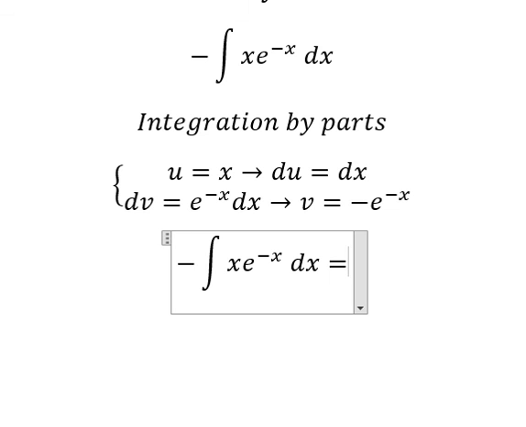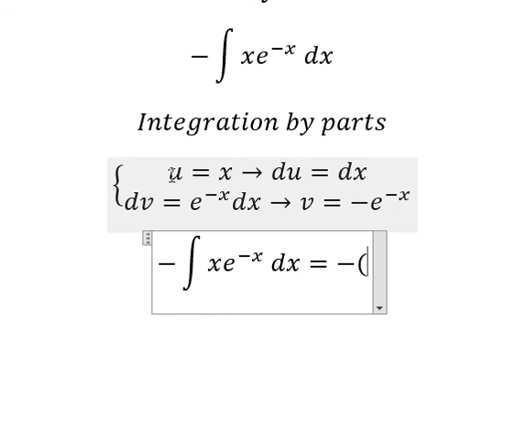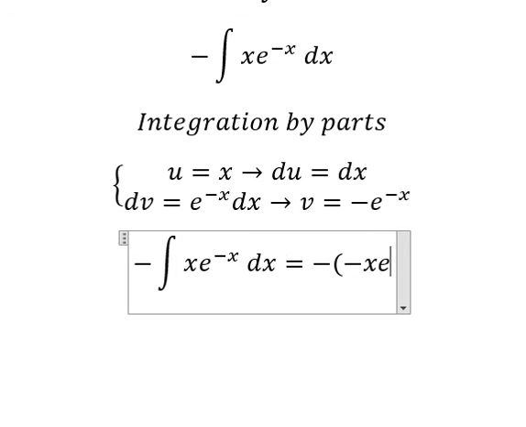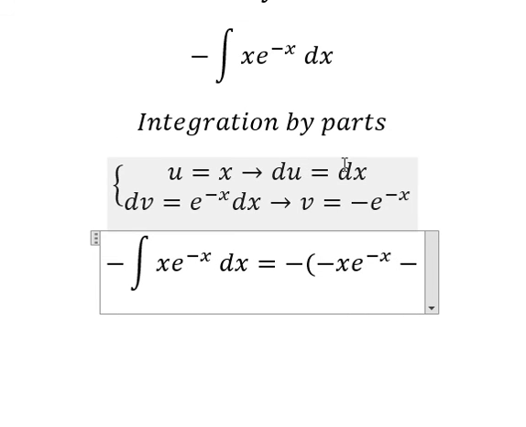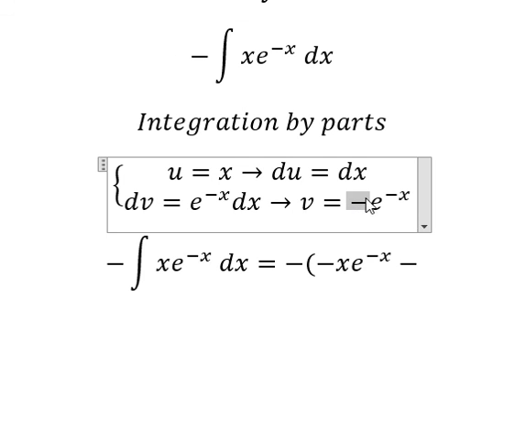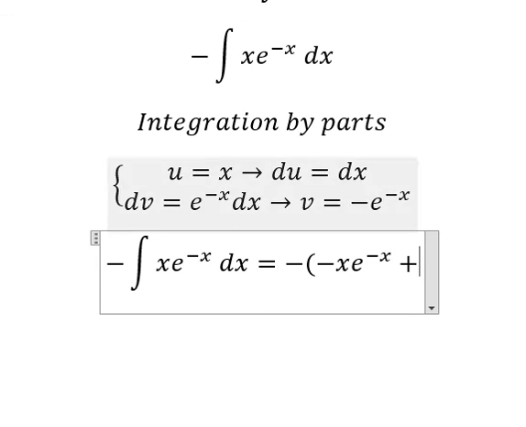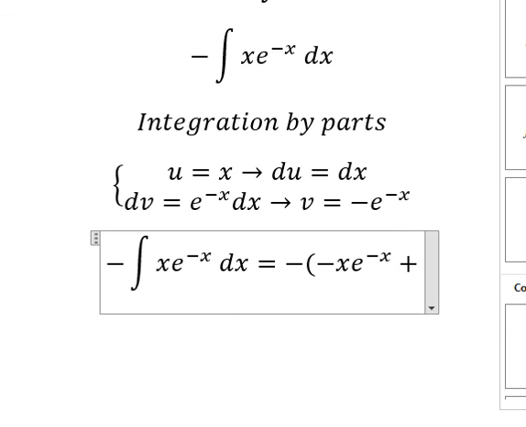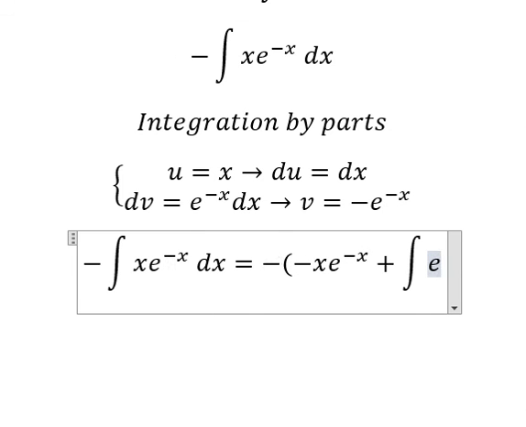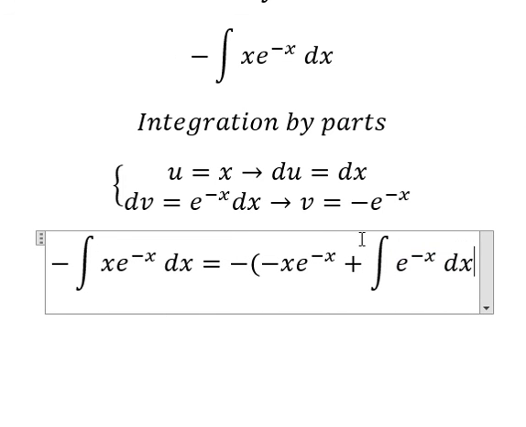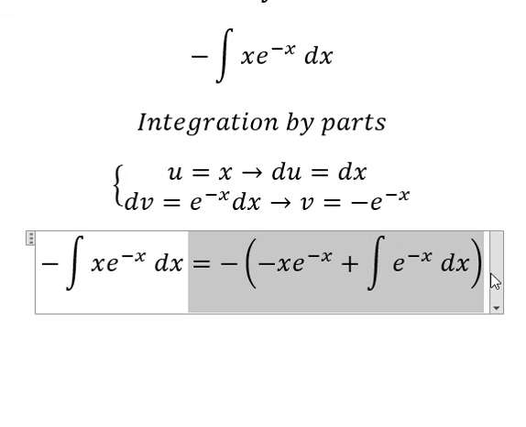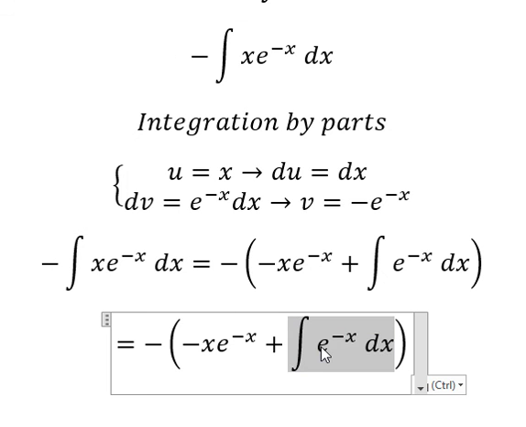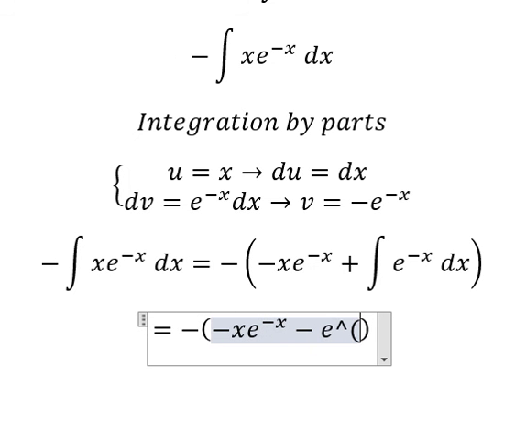Because we still have the negative sign, we put it in here. So we have u multiplied by v, minus the integration of v du, but we have another negative. Negative with negative, we have positive. And now we have the integration of e to the power of negative s ds. So this one we have negative e to the power of negative s, and then I will put c.